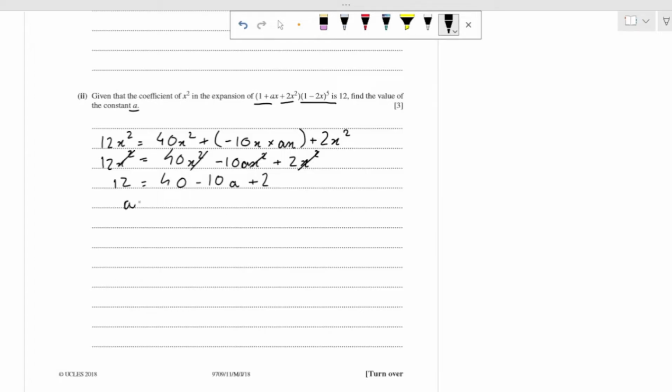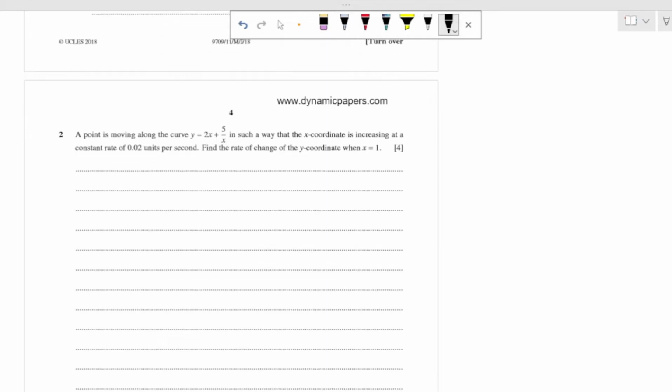So then we get our final equation, which is 12 is equal to 40 minus 10a plus 2. Now we can solve for a. Let's put this on a calculator. 12 is equal to 40 minus 10x plus 2, and we solve it and we get our answer 3. And this question is also complete.